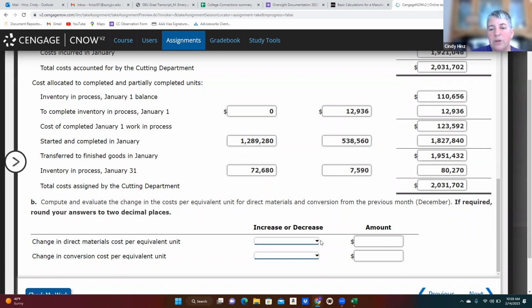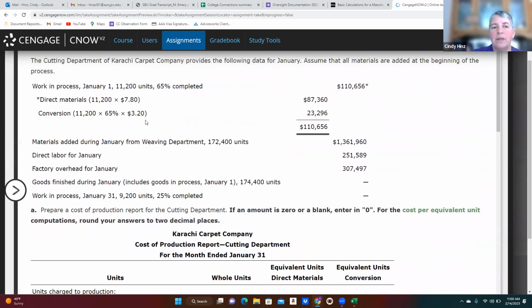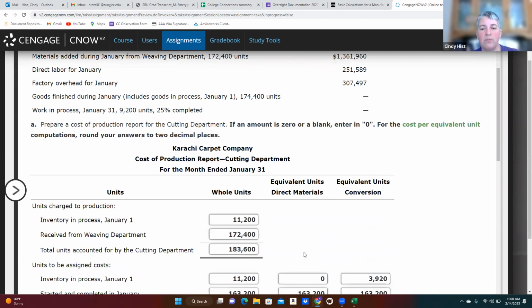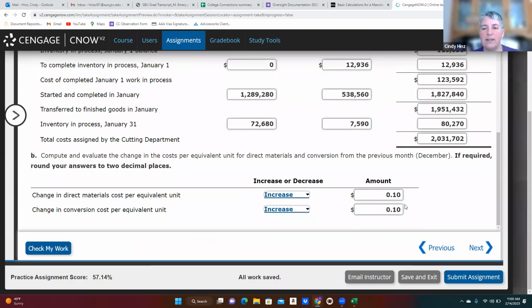So comparing to the previous month, we saw that this month we had an increase in both the direct materials and the conversion costs of 10 cents. How do I know that? Well, right here in the middle of the report, we calculated the cost per unit for January, and we were given up here at the very top of the problem the cost per unit for the beginning inventory, which would be the costs incurred in December. So it went from $7.80 to $7.90 for direct materials and $3.20 to $3.30 for the conversion cost. That's an increase of 10 cents for each.